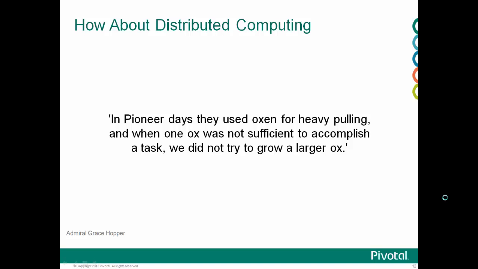Admiral Grace Hopper, acknowledged as a pioneer in distributed computing model, suggested by historical reference that just simply building a larger computer in a monolithic environment was not effective nor sufficient enough to accomplish a task.